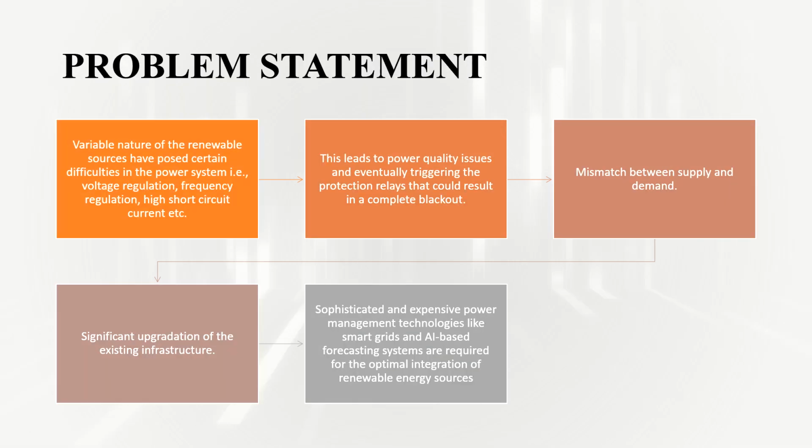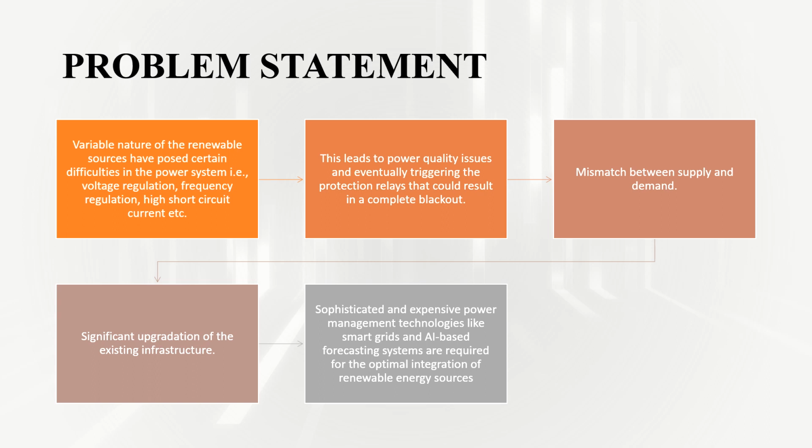So there are some problem statements. That's why we are doing this project. First of all, the variable nature of the renewable sources poses certain difficulties in the power system, such as irregular voltage regulation, frequency regulation, high short circuit current, etc., which eventually leads to some power quality issues and triggers the protection relays, which could result in a complete blackout of the overall power system.